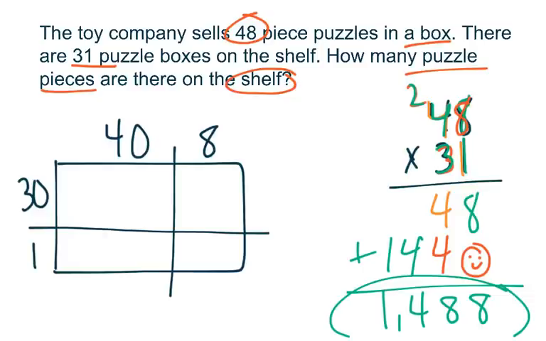Now I can also estimate my product to see if I'm in the right area. So if I were to round these numbers, to estimate I have to round and then multiply. 48 would round to 50 and 31 would round to 30. So my estimate would get me at 1,500, which is pretty close to the product that I got. So I'm pretty confident I'm on the right track, but I'm going to check using my area model as well.